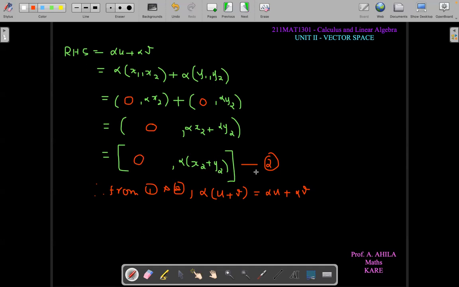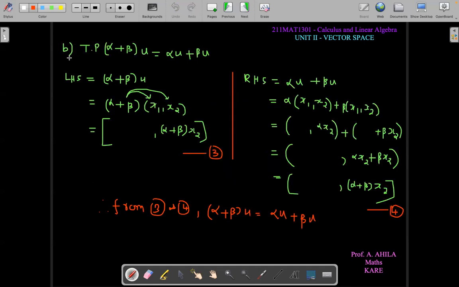Now we got both the first equation and second equation same. So our first condition is proved. It is true. Okay. Now we go for proving the second condition. Alpha plus beta into u equal to alpha u plus beta u. Again, remember, whenever you go for scalar multiplication, you should take care.